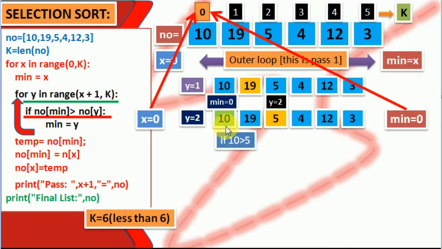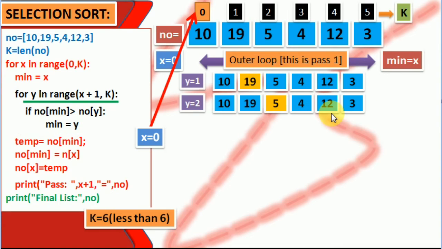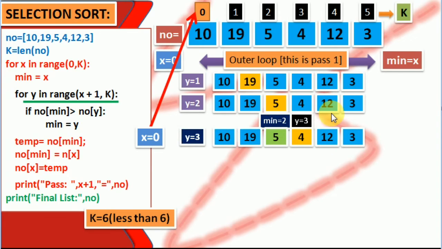a of min means 10. Is 10 greater than 5? It says true. Yes, the condition is true. So what happened now? The minimum value changed to 2, meaning it overrides the value of min by the value of y, that is 2. Now min is shifted to this block, that is 5. So next time the loop of x remains the same at 0. It is not going to change. But now min has changed.